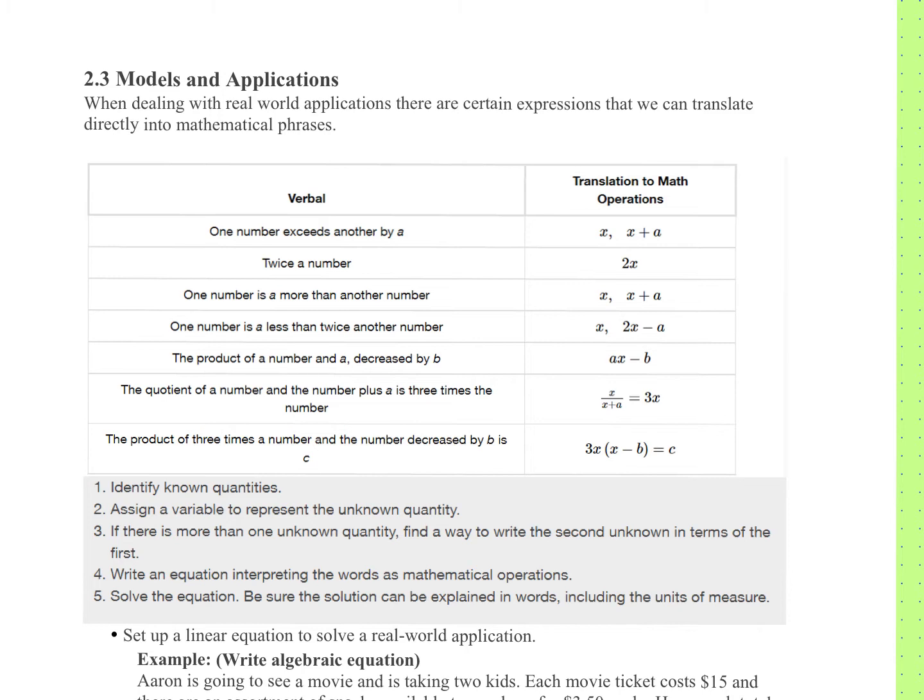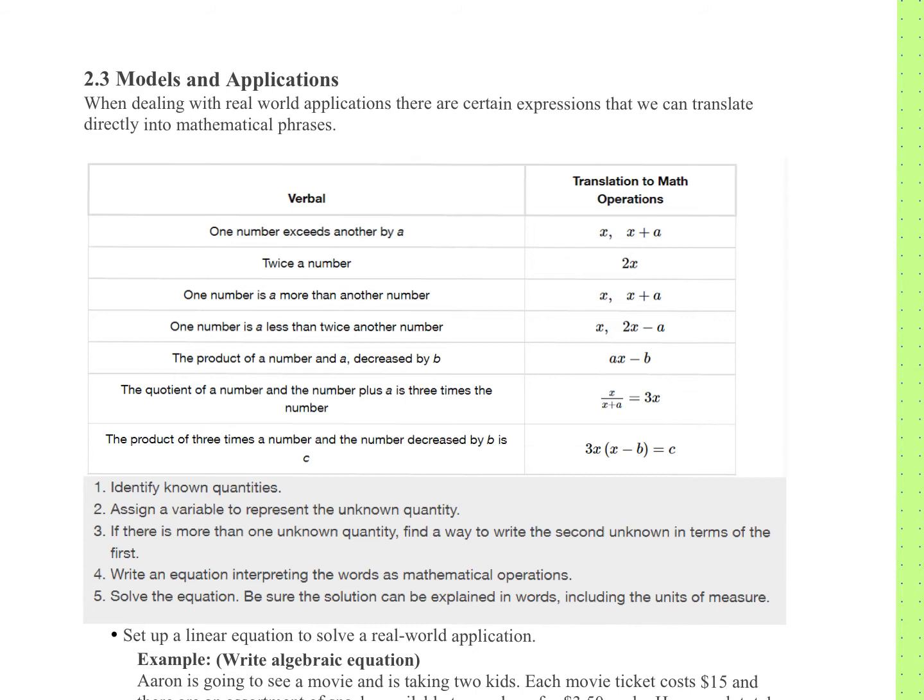So we want to talk about some of the verbal expressions that can translate to algebraic expressions. So for example, one number exceeds another by a. So we could have the number is x, and then it's exceeded by a, we would add a. Twice a number would be 2 times that number. One number is a more than another number, then we would have x and x plus a. A less than twice another number, and so on.